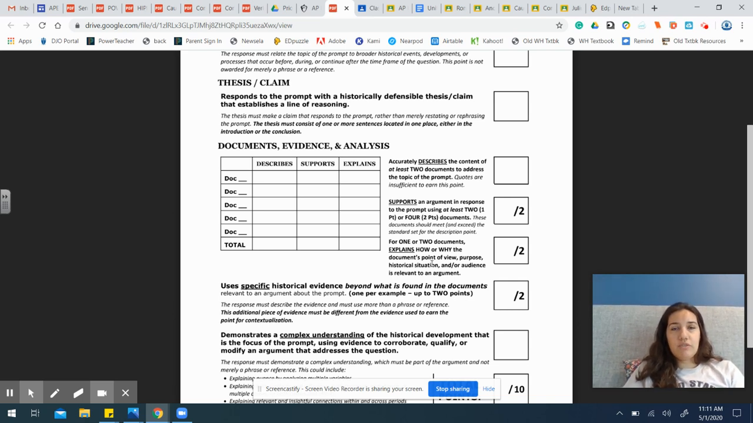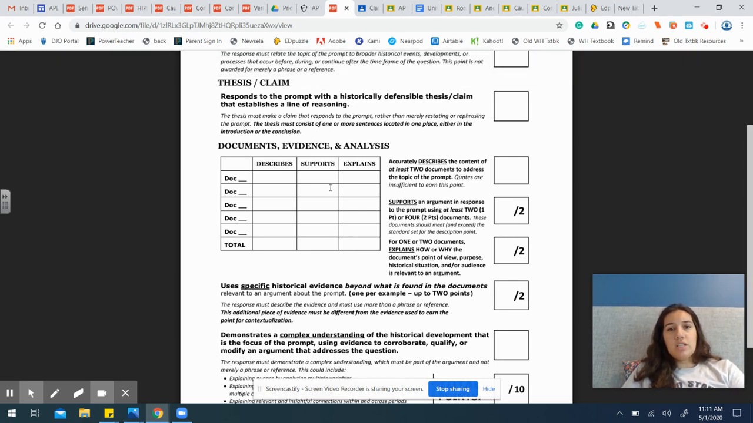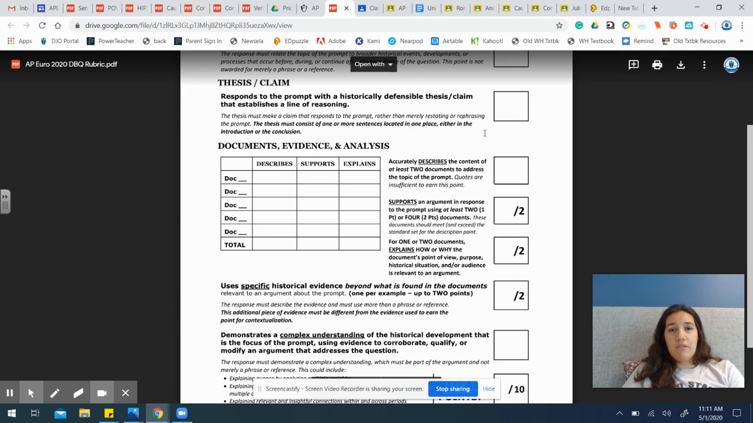I've seen several DBQ answers. Some are pretty well written. Some are kind of all over the place or really choppy, but they did what they needed to get the points. So while the paper on its face isn't great writing, they got the points because they used the documents the way that they needed to get the most points possible. So again, really familiarize yourself with this rubric and make sure you have it out in front of you when you're writing.